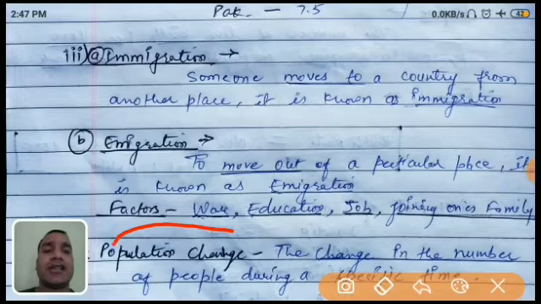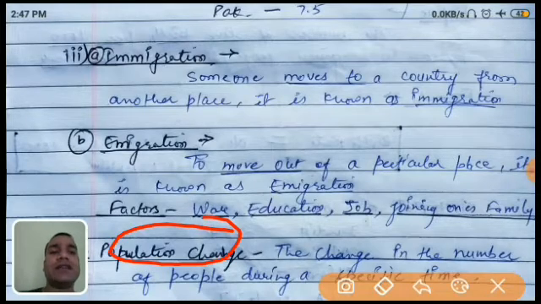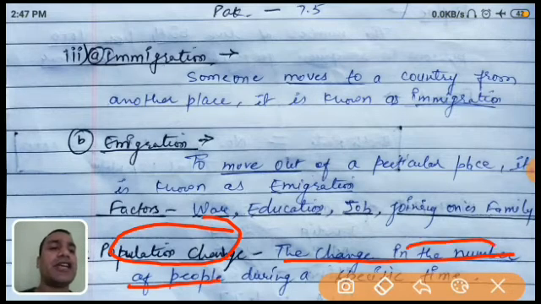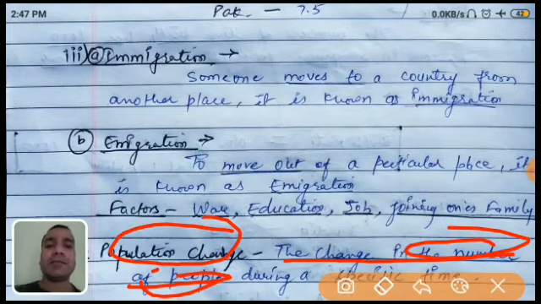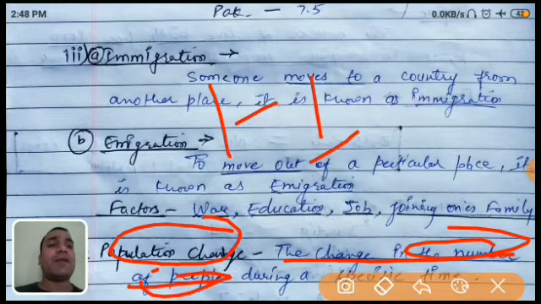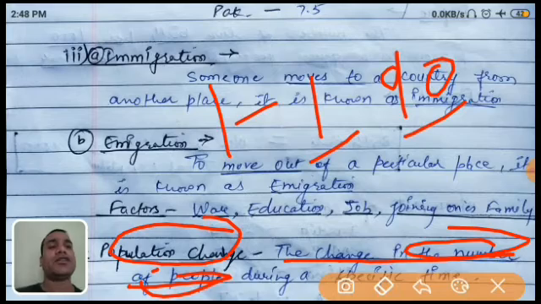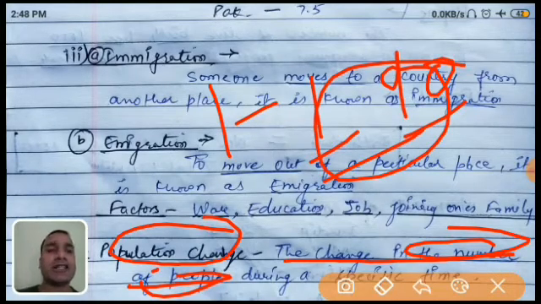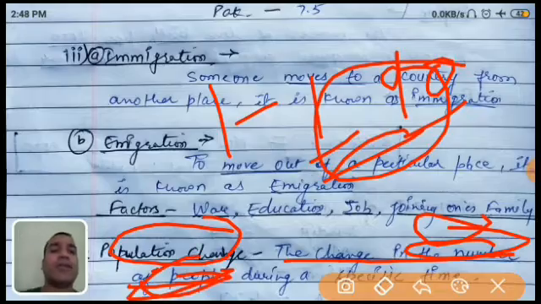Population change is a little bit small thing. What is population change? The change in the number of people. How many people change during a specific time? Just like in 1 year, how many people have changed? Earlier the population is maybe 1 crore. In the next year maybe the population is 90 lakh. So what will happen? Population decreases. So this change is called population change. Either it may decrease, or it may increase. Whatever the change in the number of people, it is called population change.